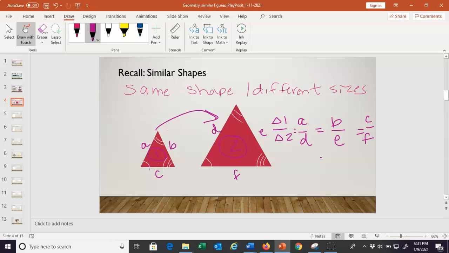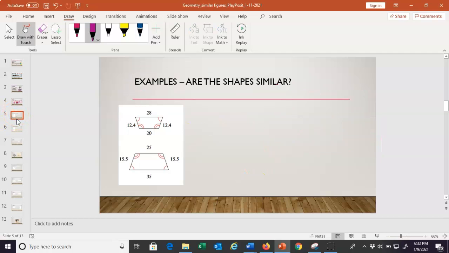So if two shapes are similar, then these ratios will hold true. They'll be proportional. And let's look at an example. It says, are these similar? So we have a test. Let's see if they're similar. We're going to do 20. I'm going to go shape 1 to shape 2. It's up to you. You could go shape 2 to shape 1.